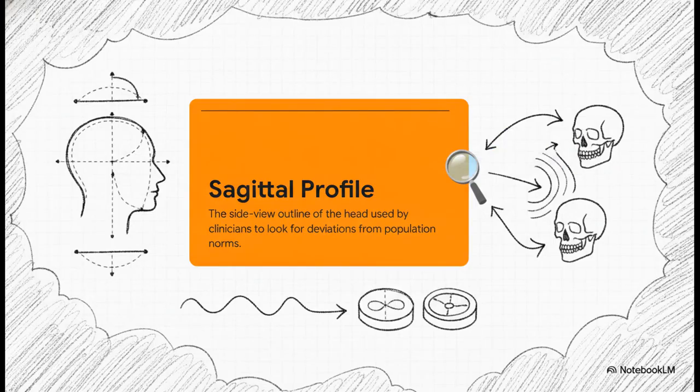To understand how, we need to know what doctors look for. In the medical field, clinicians rely heavily on something called the sagittal profile. Simply put, this is the side view 2D outline of the head that gets extracted from a 3D scan. It is absolutely crucial because it's often the most revealing dimension doctors use to spot structural deviations from healthy population norms. When evaluating the health of a skull, getting this exact curve mapped perfectly, it's everything.